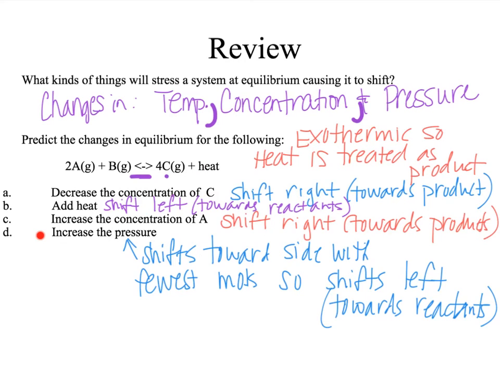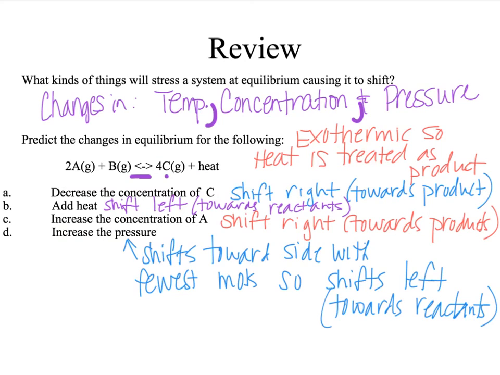Okay, and then the last one is increase in pressure. An increase in pressure is treated a little bit differently, okay? Whichever side of the equation has the least number of moles, the fewest number of moles, that's where it's going to shift towards. And so this side has 4, this side only has 3. And so when I increase the pressure, what's going to happen is this is going to shift this direction towards the left, so it would make more reactants.